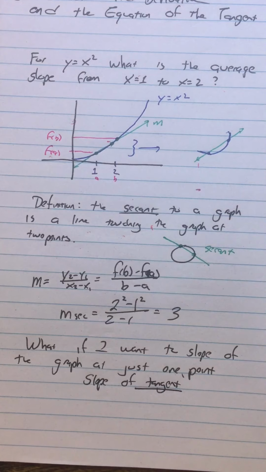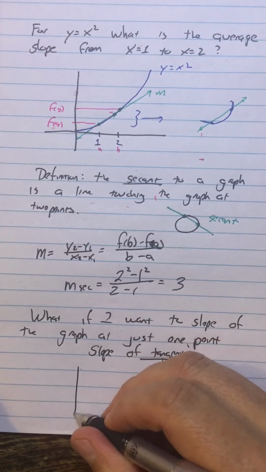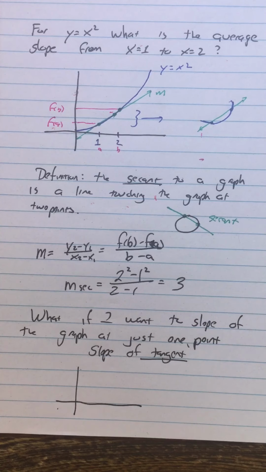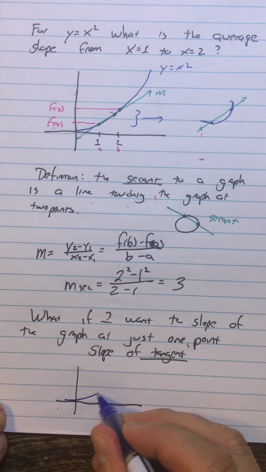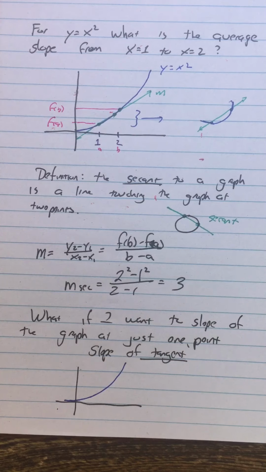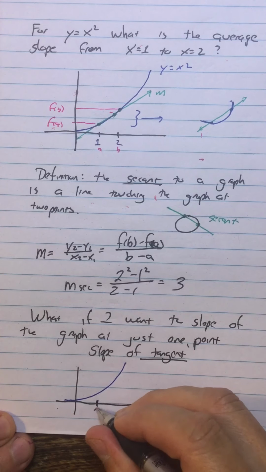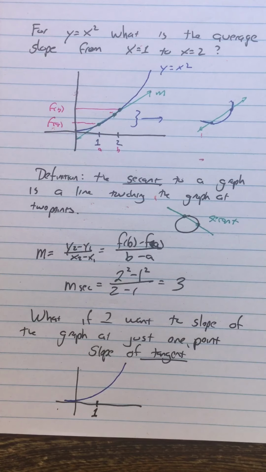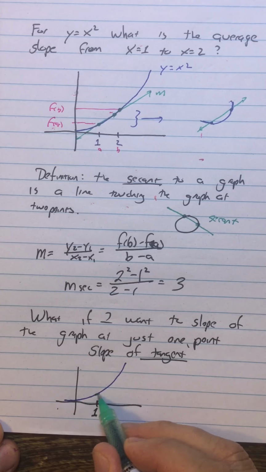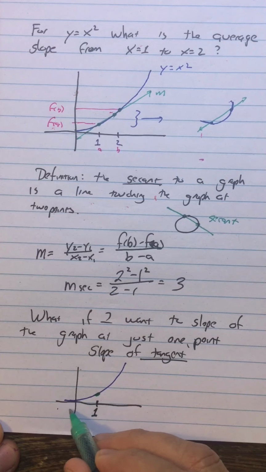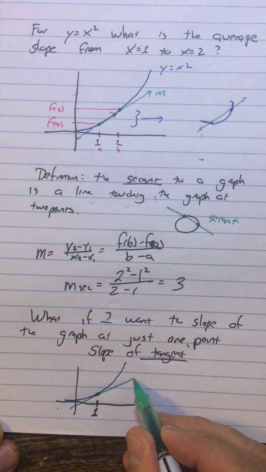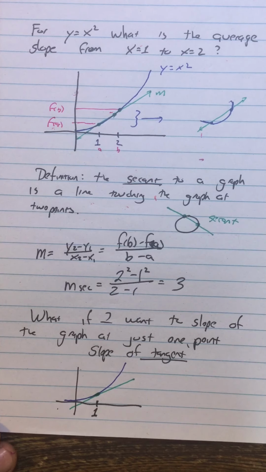Right? So if I look at the graph that I've drawn here, the graph of y equals x squared, now, what's the first point I'm going to do? I'm going to do x equals 1? Yeah, sure. Okay, so here's my graph. Let's say I just want the slope at x equals 1 and nowhere else. So I want to look at just the point here, and I want the line that touches the graph at exactly 1 point and not 2 points. Okay, so that is called the slope of the tangent.